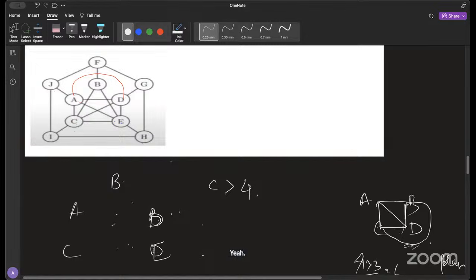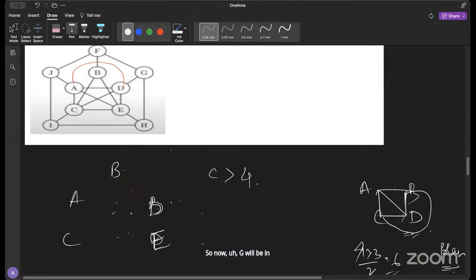So now G will be inside and it will be connected with D. Okay, you want to take G here. Yeah. So can we do that? And you're taking all the outer ones to the inner part. Yes. Here you will have I, here you will have H. You can connect these.